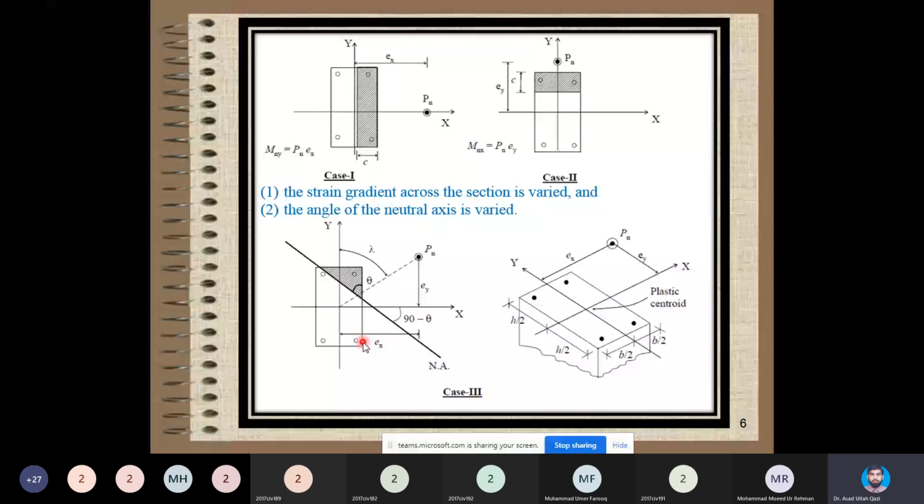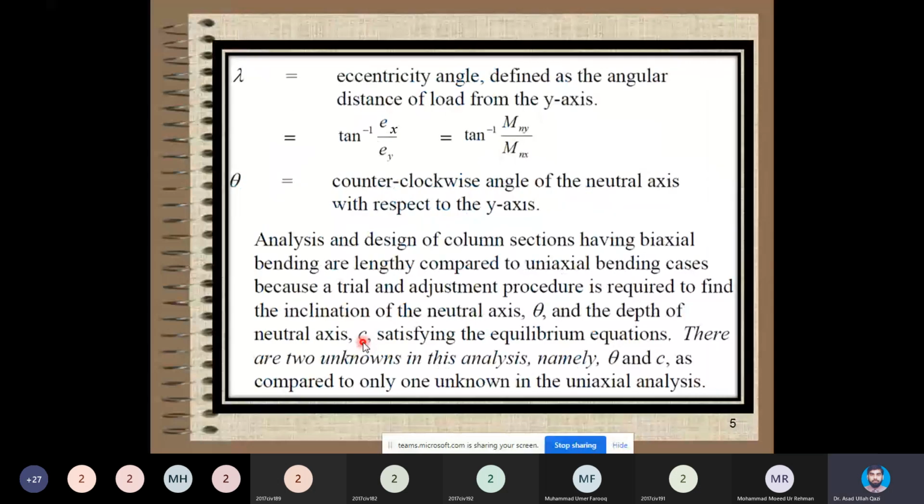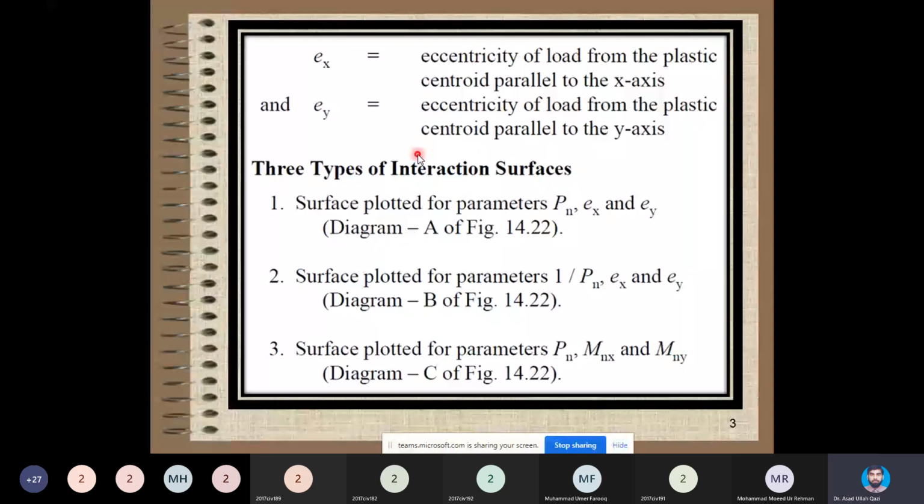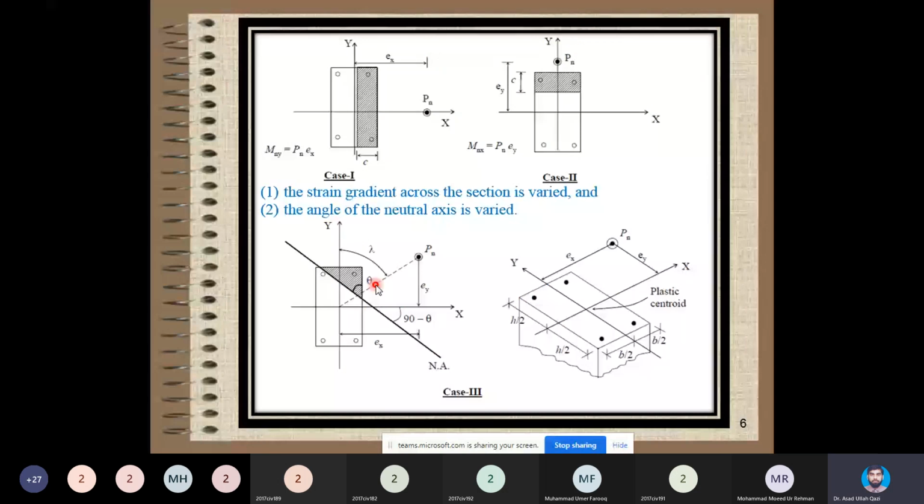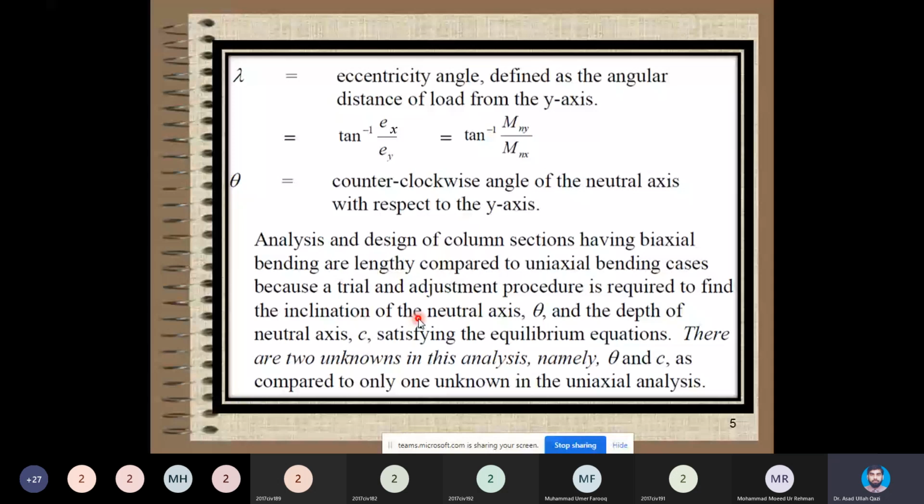So keeping in view this brief description, what is lambda? I earlier explained lambda is the eccentricity angle, defined as the angular distance of the load from the y-axis. So let me again show you that picture. Angular distance of the load from the y-axis. This is lambda. It is the tangent inverse of Ex over Ey. So if I replace Ex and Ey, I can replace them with My over Mx.